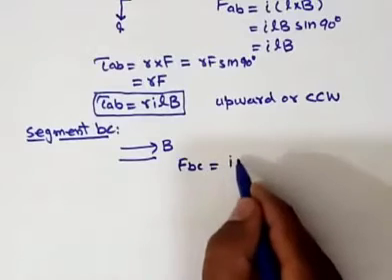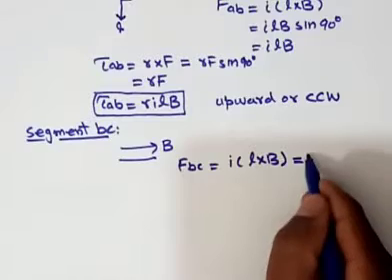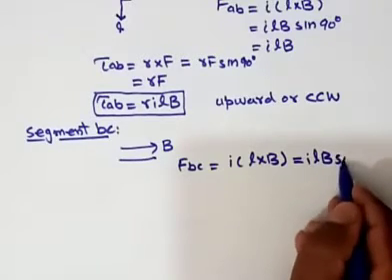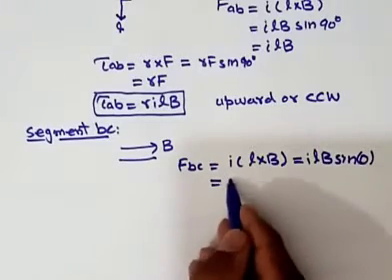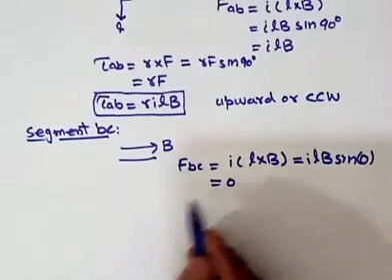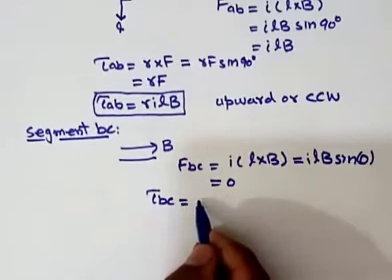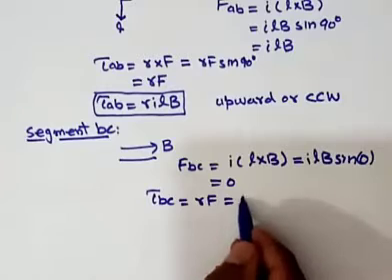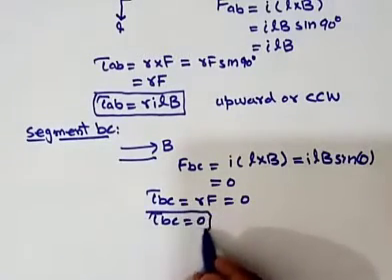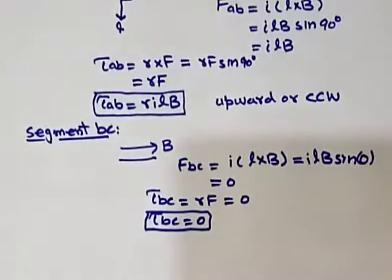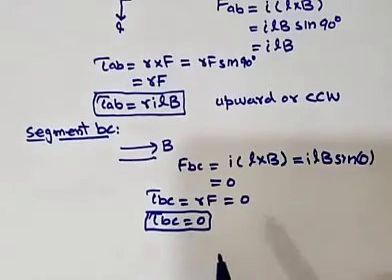F_BC is equal to IL cross B is equal to ILB sine 0 is equal to 0. As we know, tau BC is equal to R F, which is equal to 0. It means the torque across segment BC is 0.